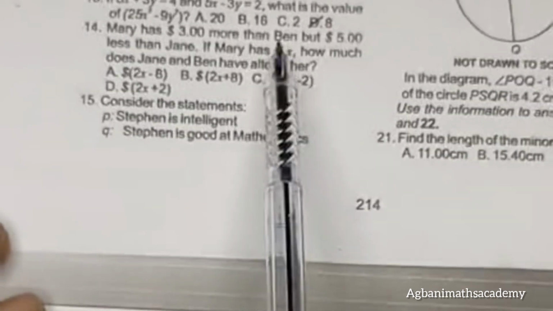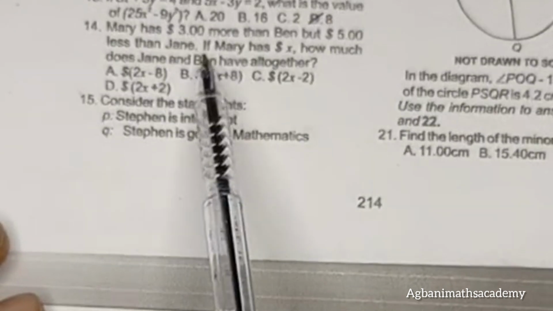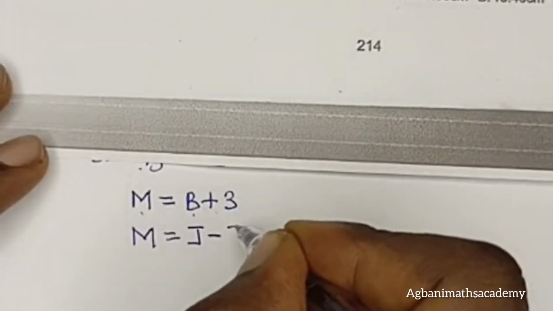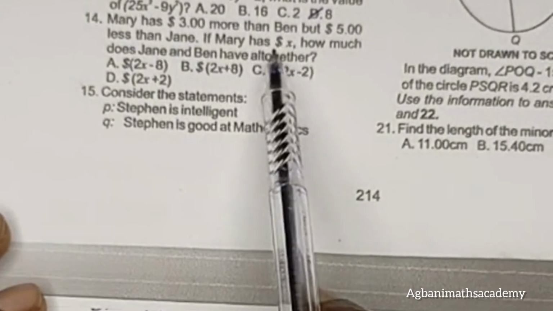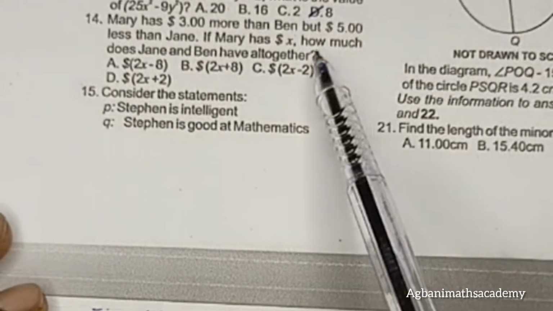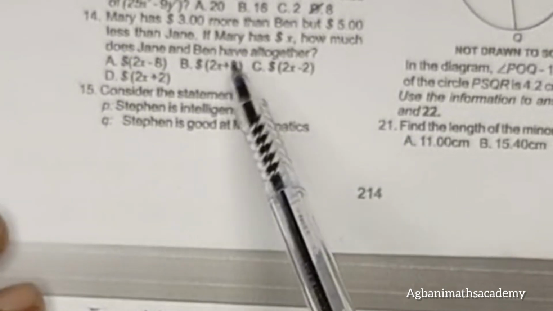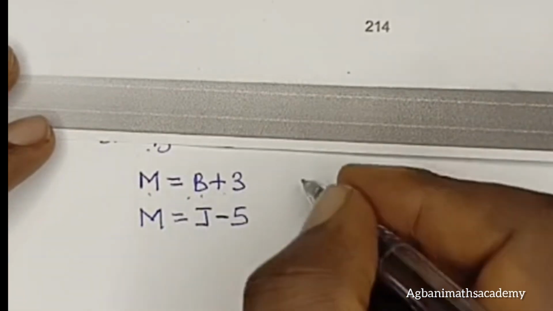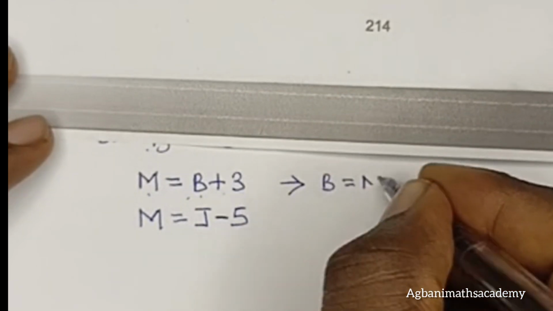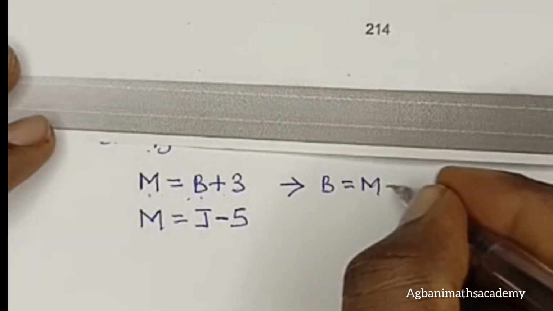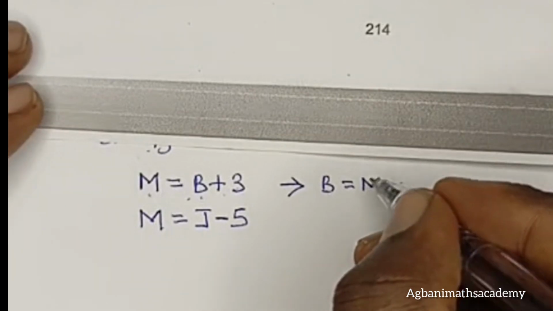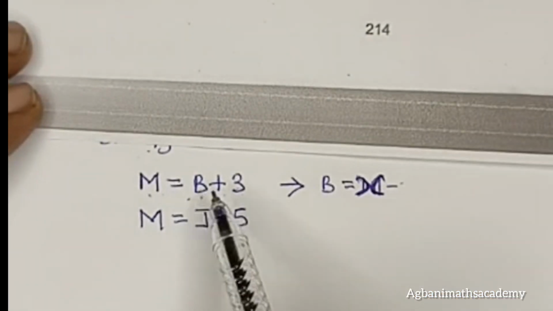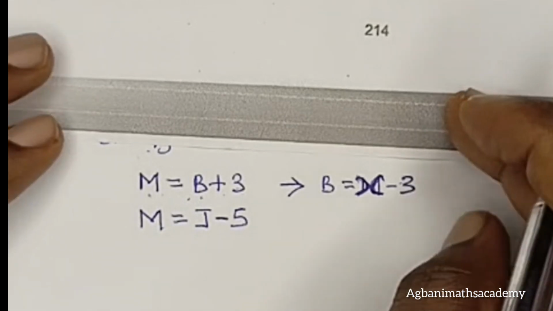Mary has $3 more than Ben, but $5 less than Jane. So the amount of money that Mary has is $5 less than what Jane has: Jane minus 5. We don't know how much Mary has, but if she has X dollars, how much do Jane and Ben have altogether? From this equation 1, we can say that Ben has Mary's amount. When this plus 3 crosses over here, it becomes minus 3. Mary has X dollars, so Ben has X minus 3.